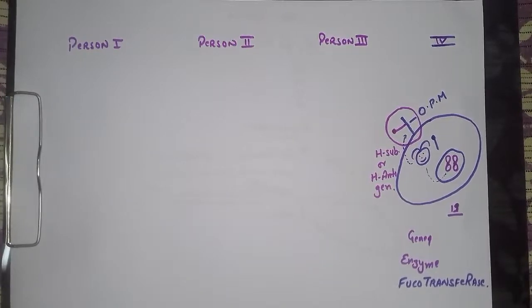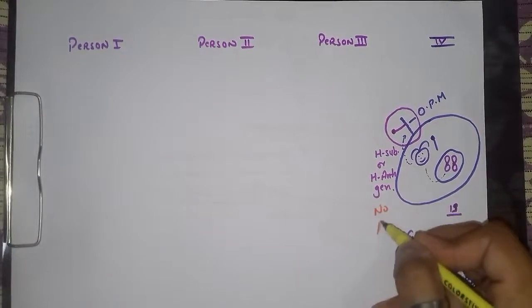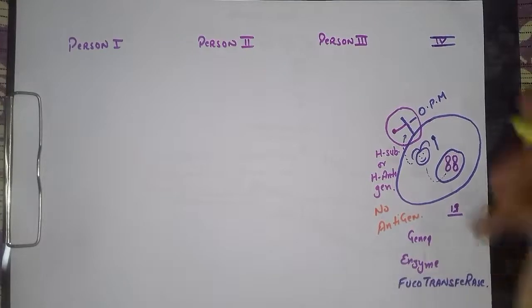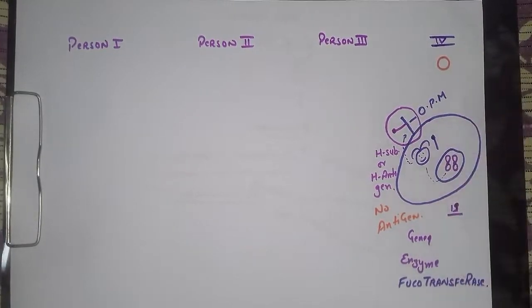H substance or H antigen means no antigen. So we all know the blood group in which there is no antigen is blood group O. I hope you understood this.